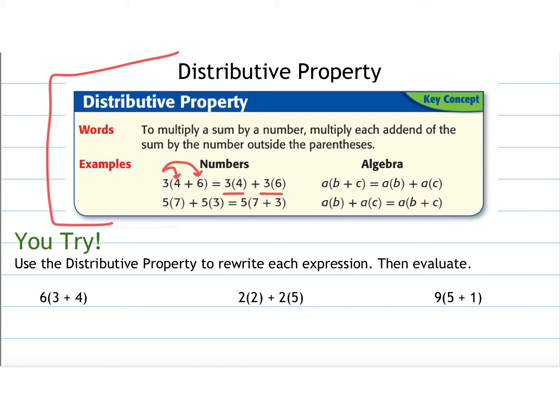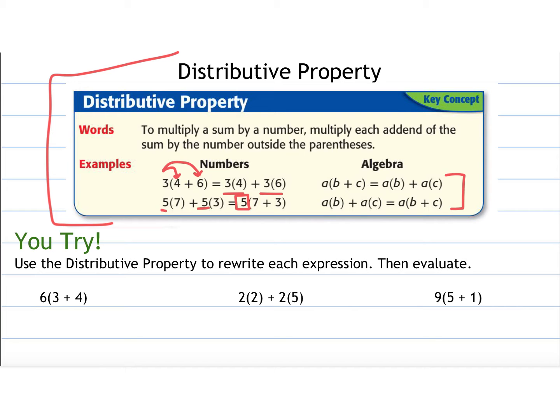Or we can go the opposite way. If we're taking 5 multiplied by 7, and then also 5 times 3, we can take that 5 out and write it in front of the parentheses, and then the numbers that they're being multiplied by, the 7 and 3, would go inside the parentheses. And then they're just showing it again here with algebra, so using variables.